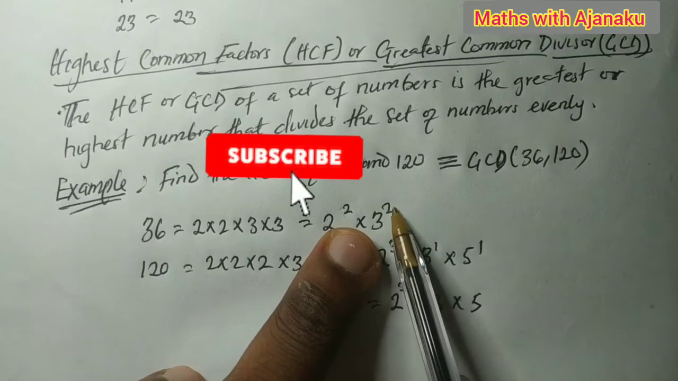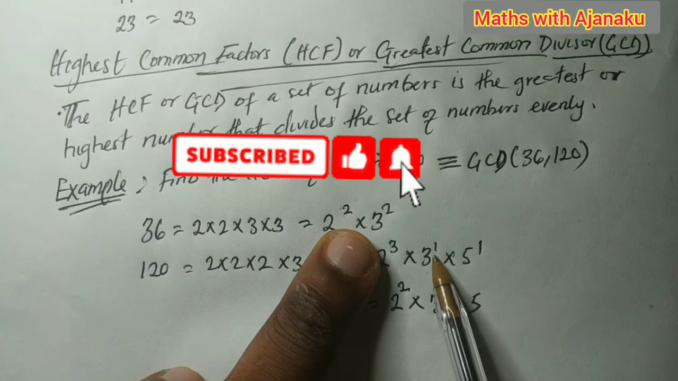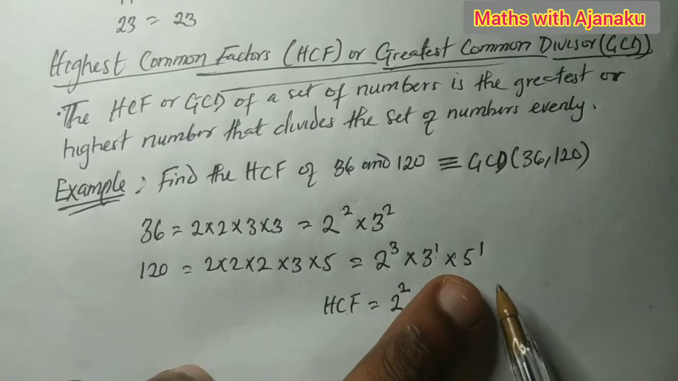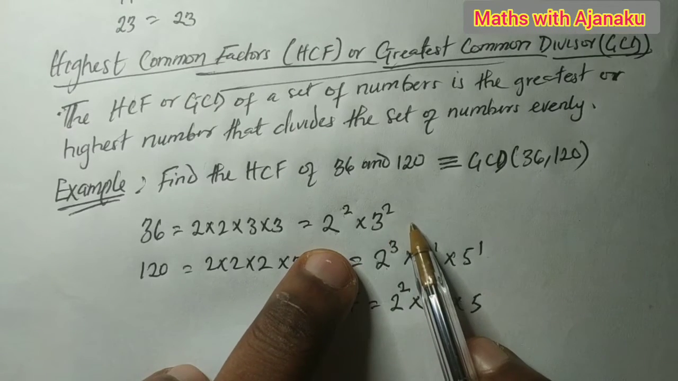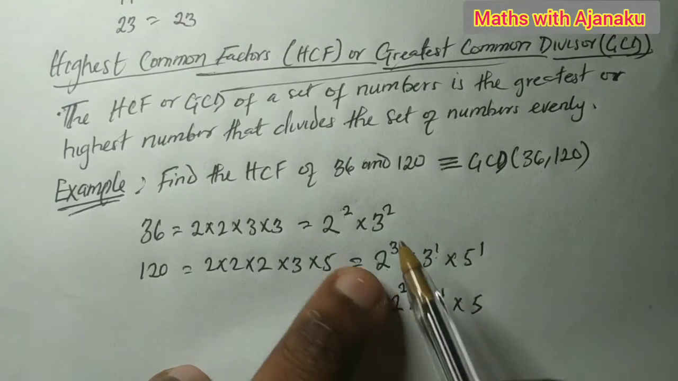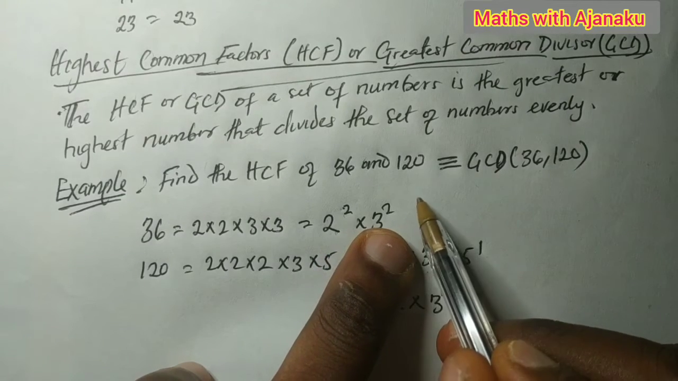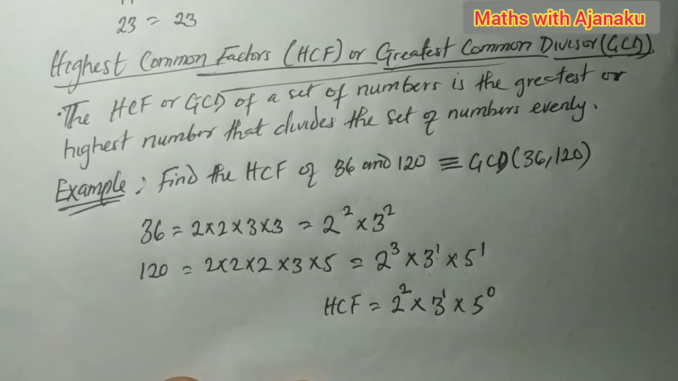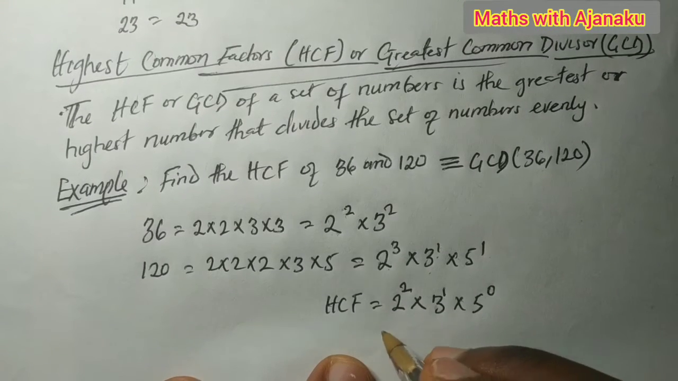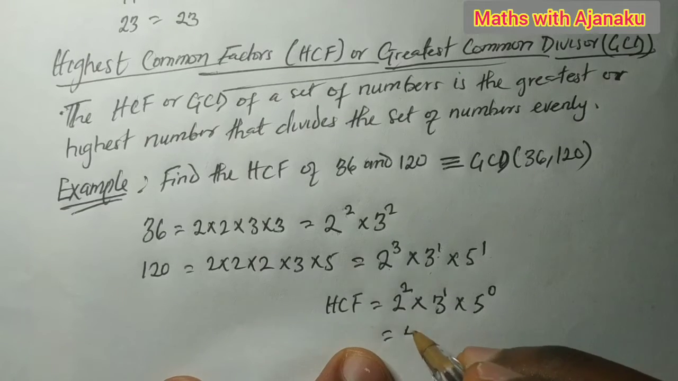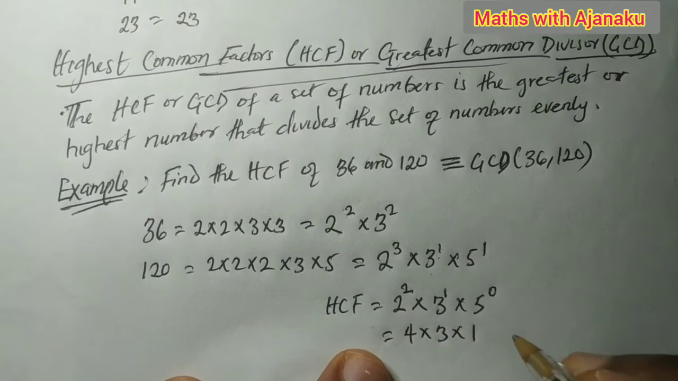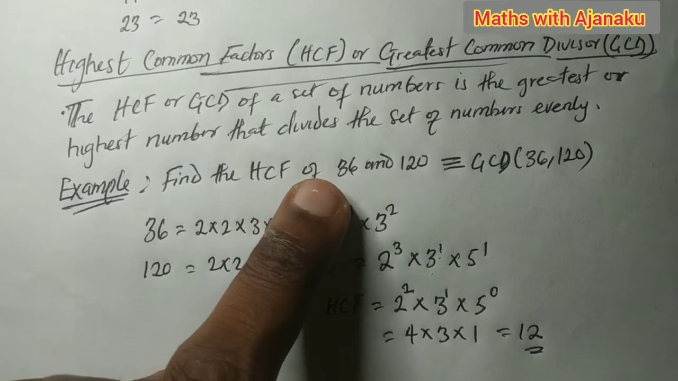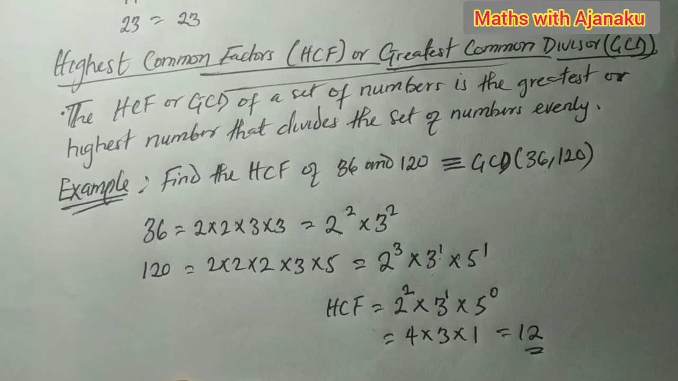Likewise, 3 raised to power 2 and 3 raised to power 1. Of course, 3 raised to power 1 is the highest common factor they've got. Here we have 5 raised to power 1, but we have no factor 5 here at all. So we have 5 raised to power 0 here, which could be the common, so we can pick 5 raised to power 0. This implies that this becomes 4 times 3 times 1, which is equal to 12. Therefore, the GCD of 36 and 120 is 12.